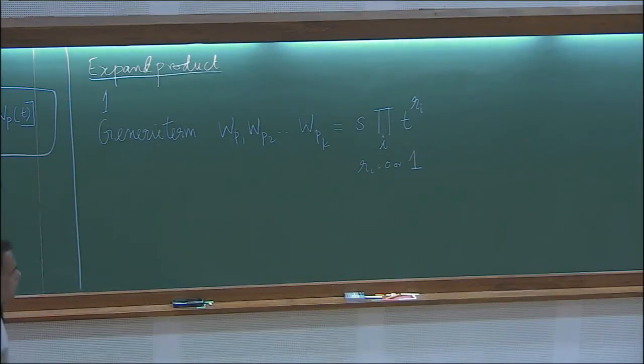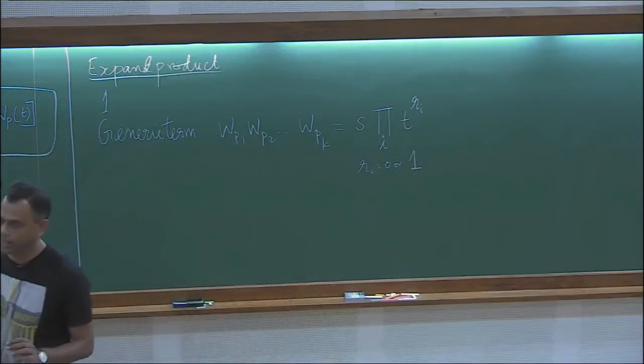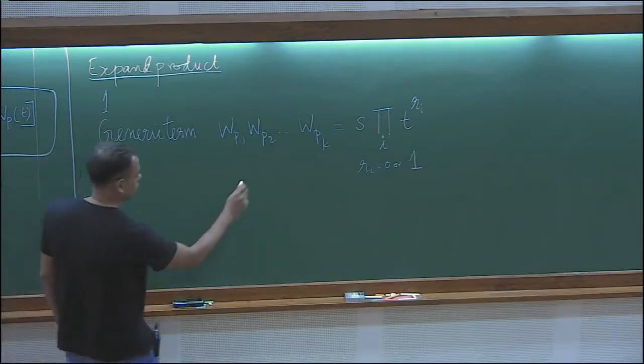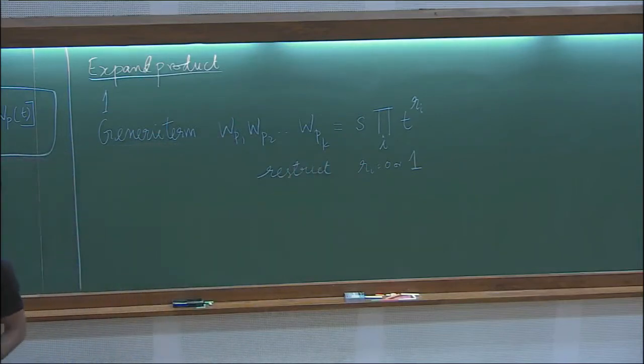Is that clear? So let us restrict ourselves to the terms where Ri is either 0 or 1. So restrict to this. What I would like to show is that if I restrict to these particular terms, they match exactly. This product and this one match exactly.